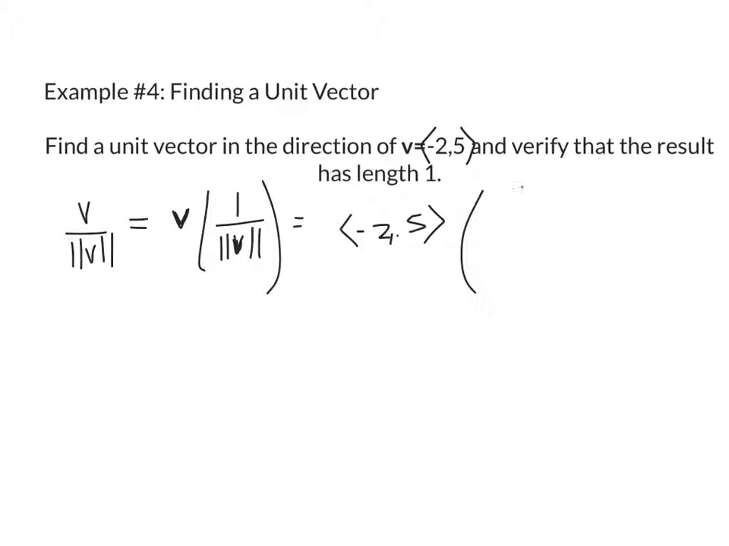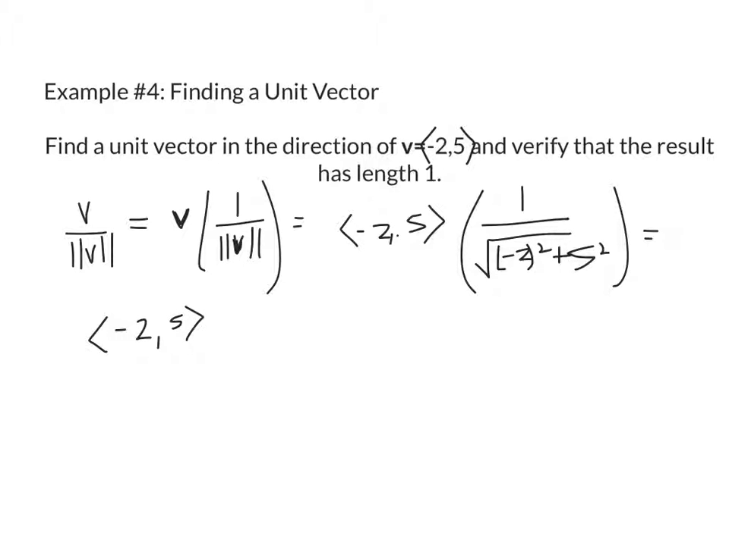times 1 over the magnitude. Remember, the magnitude is the square root of each of the parts of the component form squared. So the square root of negative 2 squared plus 5 squared. And again, the component form stays on the outside, so negative 2, 5 stays on the outside. That'd be 1 over the square root of, well now that's 4 and that's 25, so the square root of 29. And I do want you to keep them in square root form unless it's a perfect square.